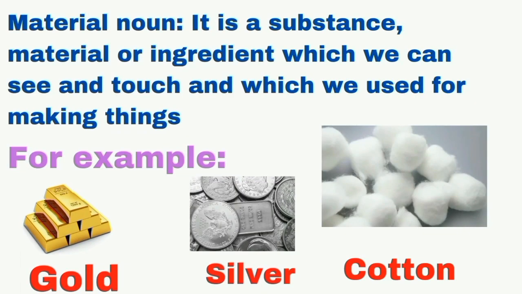Material noun. It is a substance, material, or ingredient which we can see or touch and which we use for making things. For example, gold, silver, cotton.